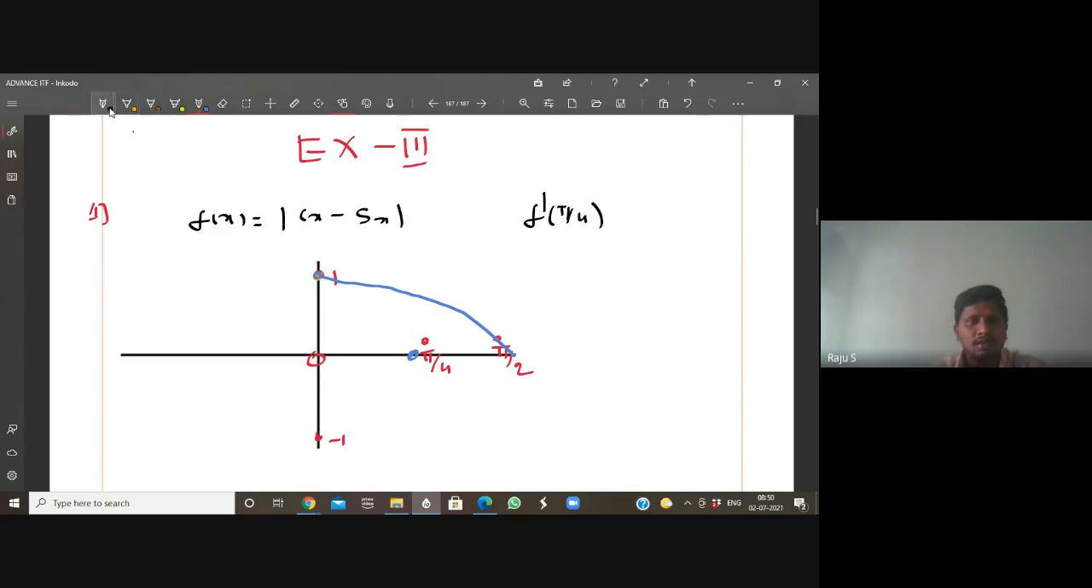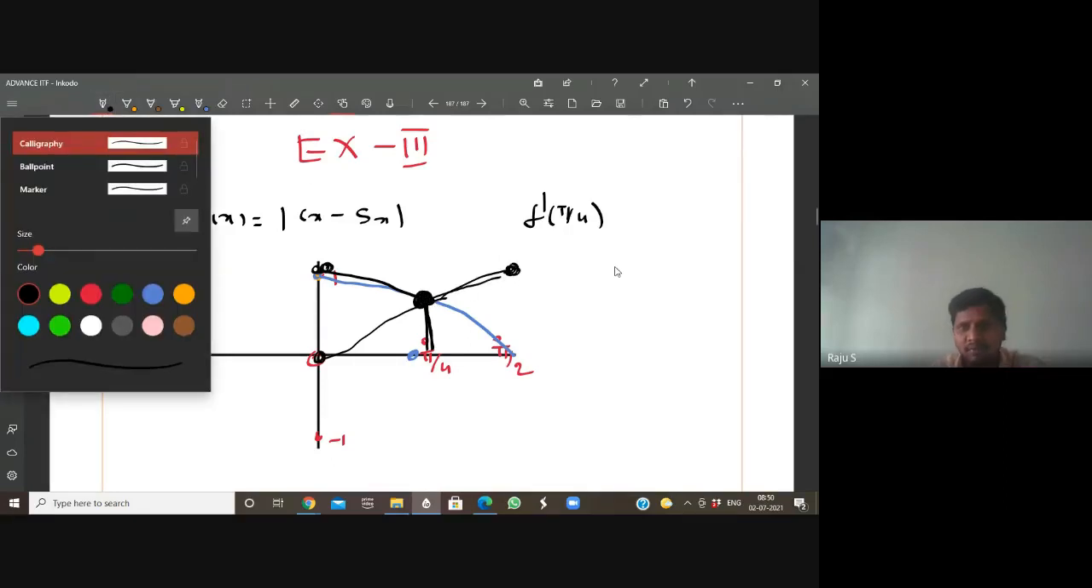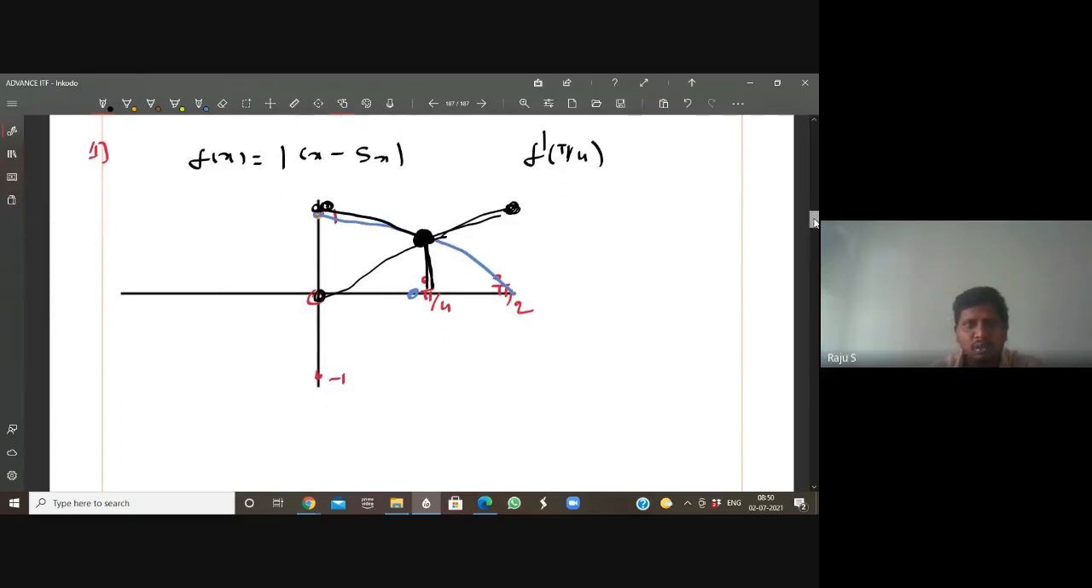Sine 0 is 0, sine 45 will be the same, sine 90 is 1. So what do you observe here? According to this, at 45 alone both cos and sine will be equal, and f of pi by 4 value is 1 by root 2 minus 1 by root 2, it will become 0.